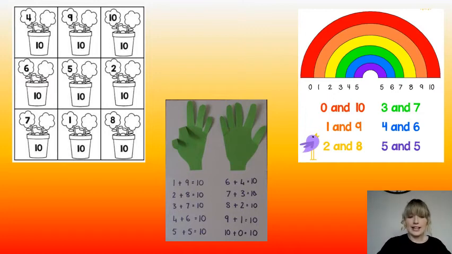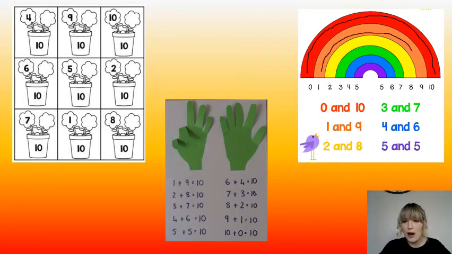bonds. So if I get my pen, I'm sure you've already worked it out, but if we look at the rainbow, we can see that all of these make number bonds to 10. So 0 and 10 equals 10. Then we've got 1 and 9. So at the bottom of the rainbow, you can see the numbers there. So 1 and 9, they link up and they make 10.